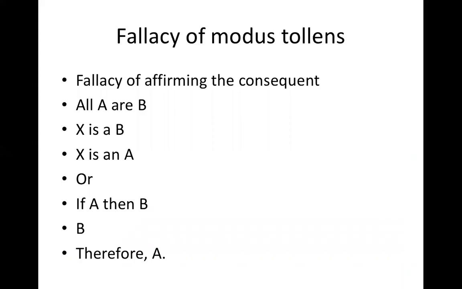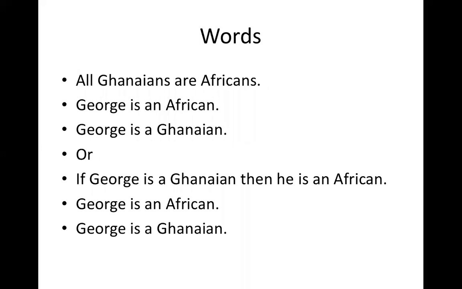Now, the fallacy of affirming the consequent. All A are B. X is a B, X is an A. Or if A, then B; B, therefore A. In words, all Ghanaians are Africans. George is an African, therefore George is a Ghanaian. This is an argument that affirms the consequent, and it is a fallacy. You can't say that someone is a Ghanaian just because he's an African. So affirming the consequent is incorrect, or rather is invalid.